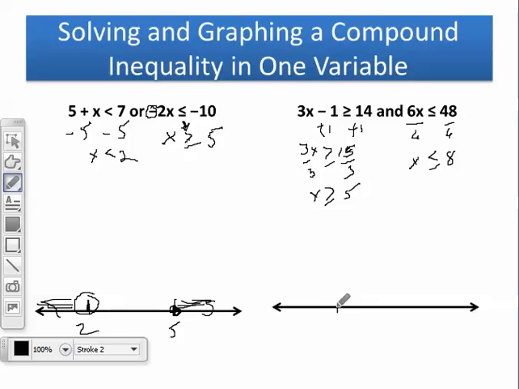So here's 5, here's 8. So I've got x greater than or equal to 5, so it'd be solid at 5, less than or equal to 8, be solid at 8, and it's everything that's in between the two of them, like that. One line, one little line segment.